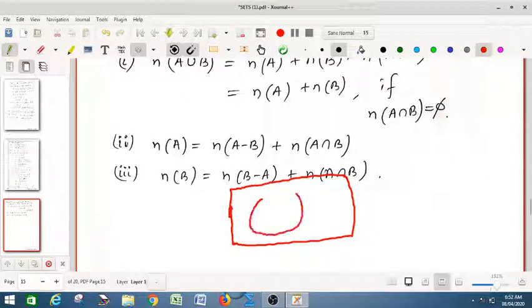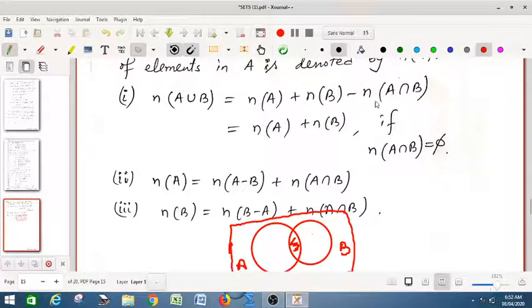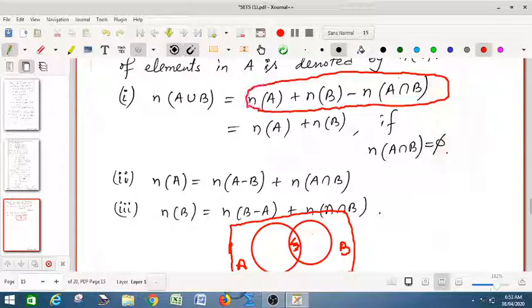This is your A, this is your B. So this is the number of elements in A and this is the number of elements in B. Look at that, this region comes twice, so there is a subtraction of n of A intersection B. That is why n of A union B is equal to n of A plus n of B minus n of A intersection B. But if they are disjoint, that is mutually exclusive, with no intersection, then it is n of A plus n of B.